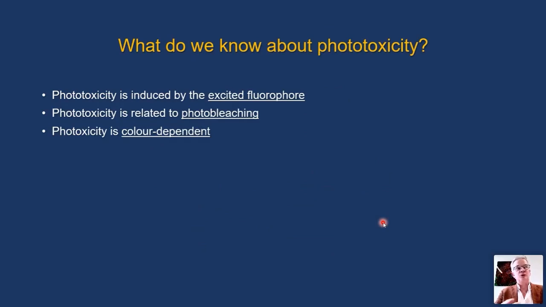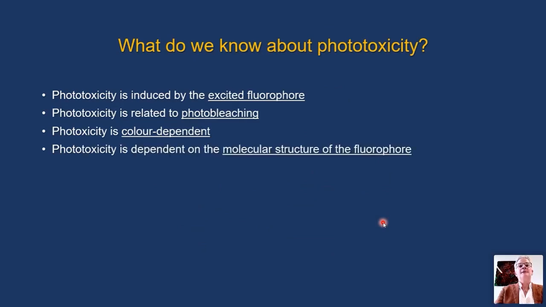It means when I use UV light, it's much more toxic because UV light is also absorbed by all kinds of molecules. Far red light and near infrared light is less toxic, but so there is some dependency on wavelength. Then phototoxicity depends on the molecular structure of fluorophores. Some fluorophores are just more toxic than others. Let's say, for example, fluorescein, FITC, is much more toxic than the GFP family.